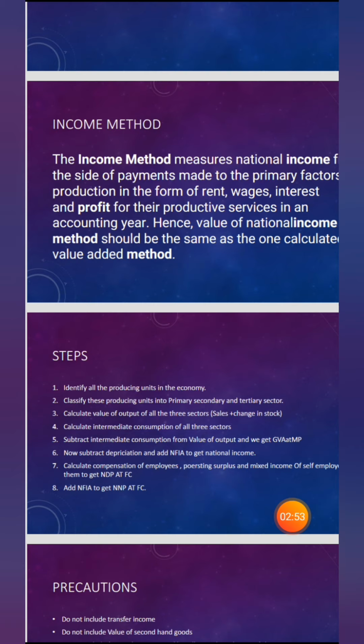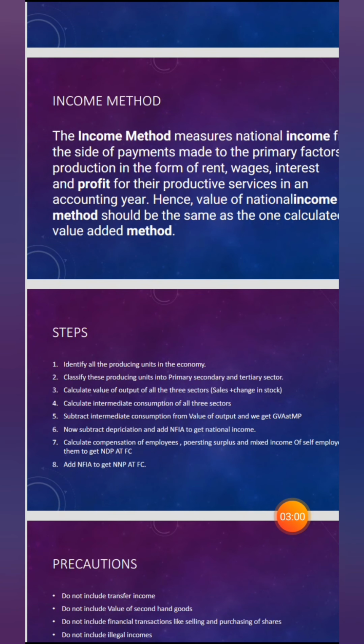Calculate the compensation of employees, operating surplus, and mixed income of self employees. Add them to get NDP at FC. Add NFIA to get national income at factor cost.